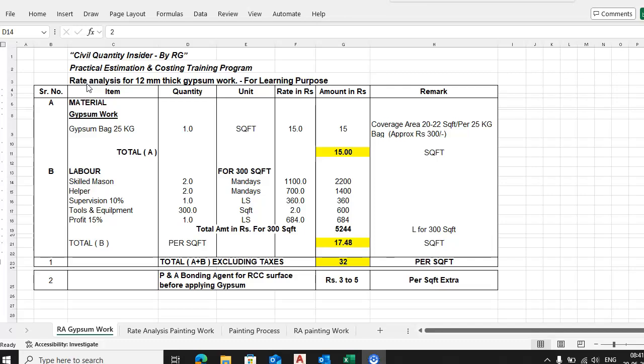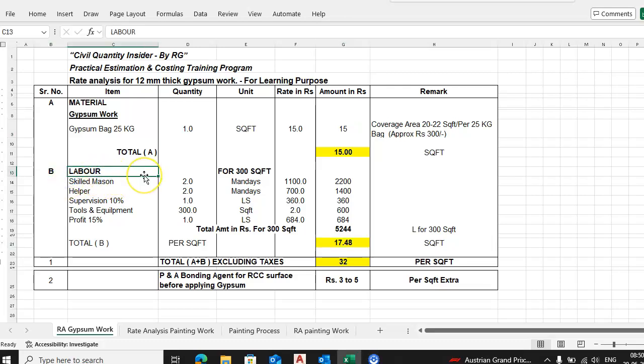Today we learn rate analysis for 12 mm thick gypsum work. For learning purposes, first part is the material quantity takeoff. Gypsum bag is 25 kg. Here we work out the rate for 1 square feet. Required data is the coverage area of gypsum and per bag cost. Here is the per square feet cost: 300 rupees for a 25 kg gypsum bag, upon coverage area of 20 square feet. Now the material rate is 15 rupees per square feet.